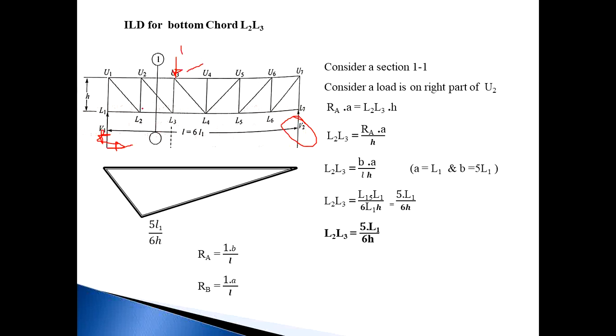Okay. Then taking moment about this U2 force. Now neglect all the, we consider only the left part of the truss. So ignore all forces and take just moment about U2. The direction of the moment for this reaction with respect to U2 is clockwise. So Ra into A, this is the Ra, and with respect to this, A is the distance. Then this is the direction of the moment, clockwise.